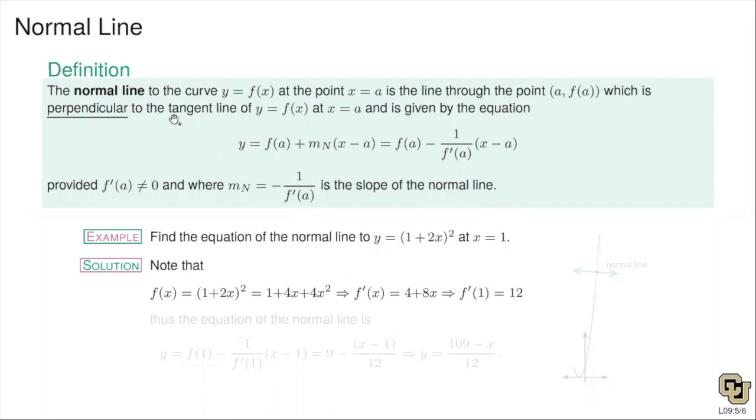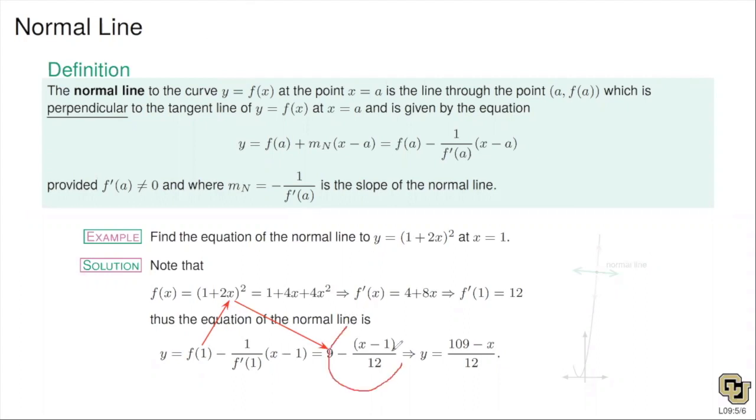So now here's my formula for the equation of the normal line. I found f of 1. Whoops. If you plug in 1 right here into the original function, I get 1 plus 2 is 3 squared is 9. The negative 1/12 is the slope of the perpendicular line. That's coming from the 12. And so then I just did some algebra here. So you remember 9 is the same as 108 over 12.